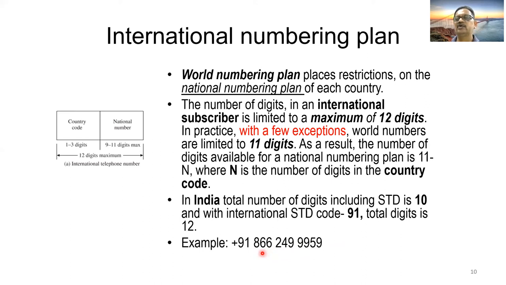866 is the STD code. So when someone is calling from another country, they have to dial 91866. 91 points towards India, 866 directs to Vijayawada, 249 directs to the exchange to which my line is connected, and 9959 is my telephone number in this 249 exchange.